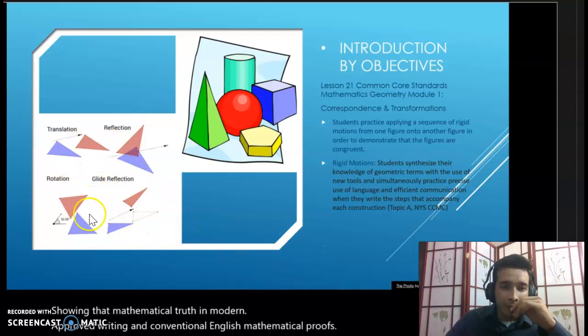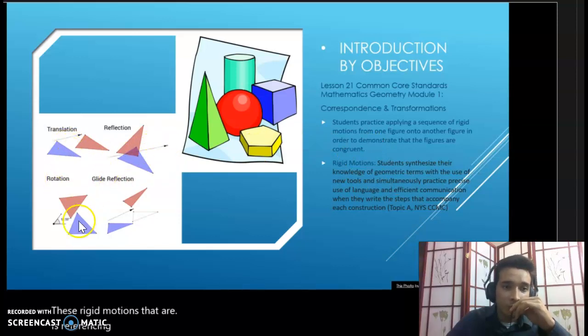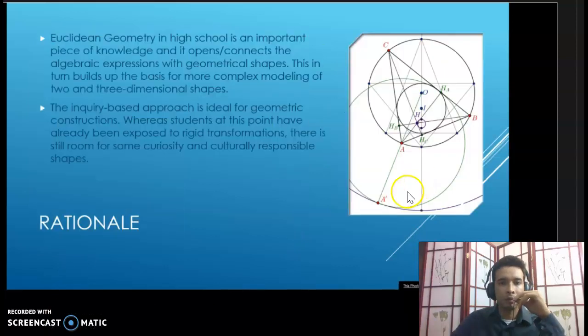Just to again bring into context, the rigid motions referenced here are translation, reflection, rotation, and I'm not quite sure about the glide reflection, but these are the 3 basic ones.